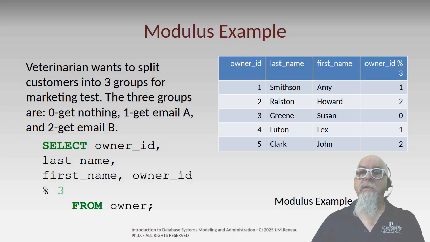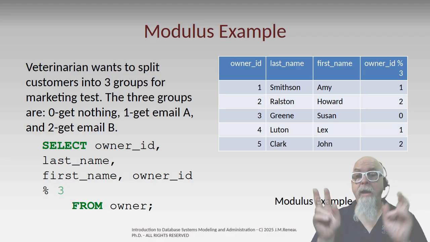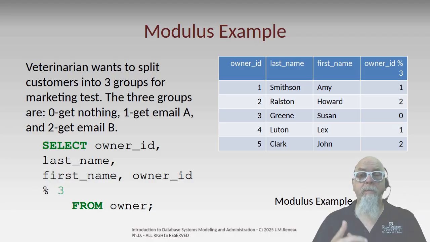Here's an example of splitting up people into groups. For instance, maybe our veterinarian wants to send approximately a third of their customers an email, another third a different email, and then for a third of them the veterinarian's going to do nothing, to kind of A/B test some marketing. So, how do we do that?